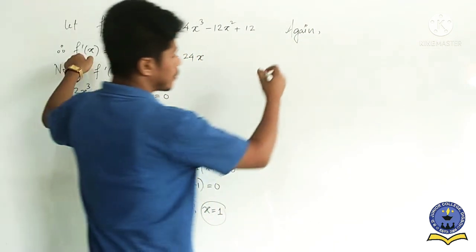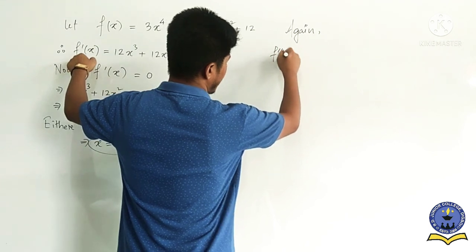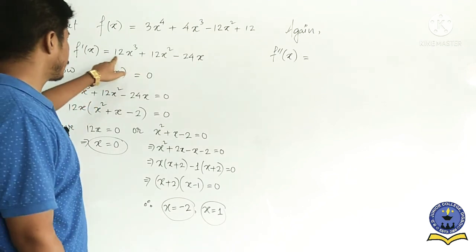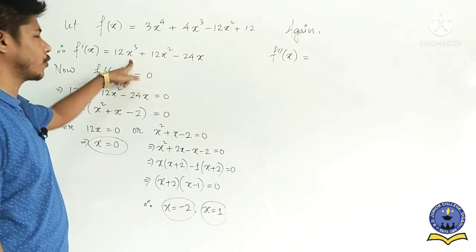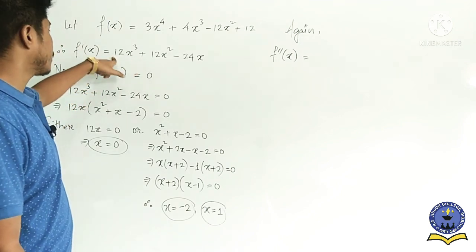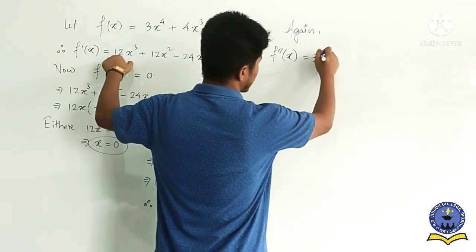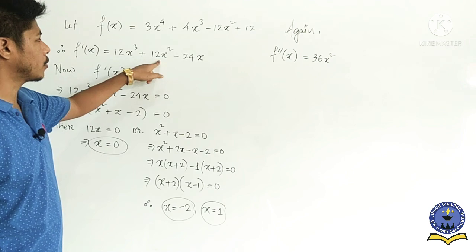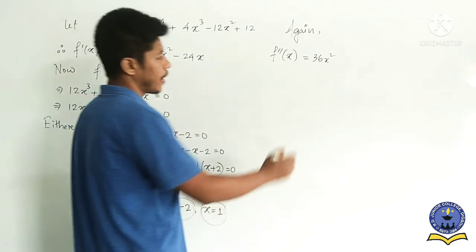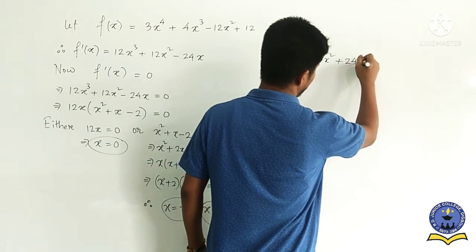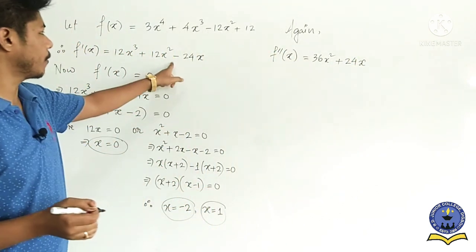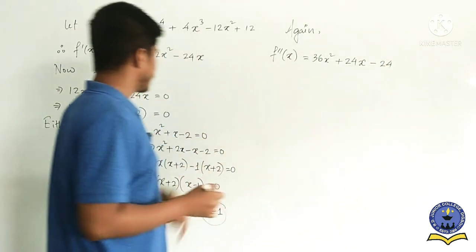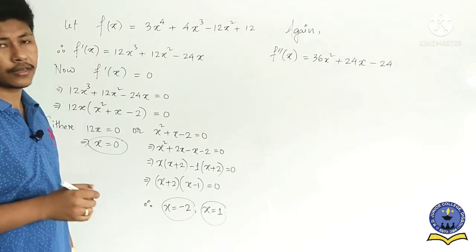If we differentiate f dash of x with respect to x, we write f double dash of x. So f double dash of x equals, if you differentiate 12x cube, 12 is a constant, and differentiating x cube gives 3x square, so 3 times 12 is 36x square. Is it clear? Plus, differentiating the second term, 12 times 2x, that means 24x. And finally, differentiating the constant term 24, simply remains minus 24. So after differentiating, we get this result for f double dash of x.